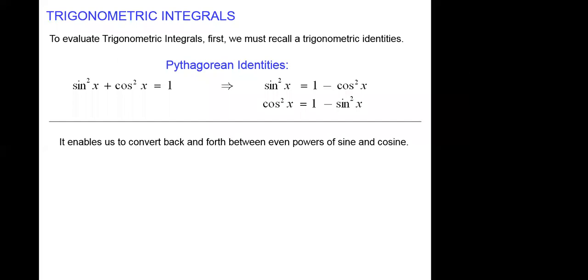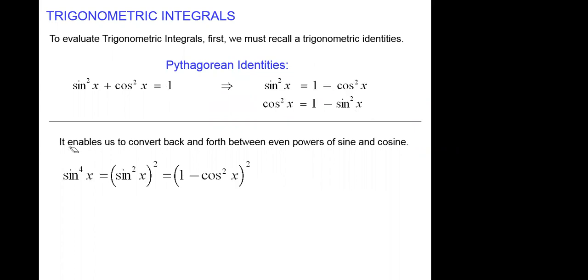Let's start with the Pythagorean identity. Sine square of x plus cosine square of x, everybody knows that is equal to 1. We may take this equation and solve for sine square of x. It will be 1 minus cosine square of x, or respectively, we may solve for cosine square of x: 1 minus sine square of x. Just in case we would like to rewrite the sine function in terms of cosine or the other way.